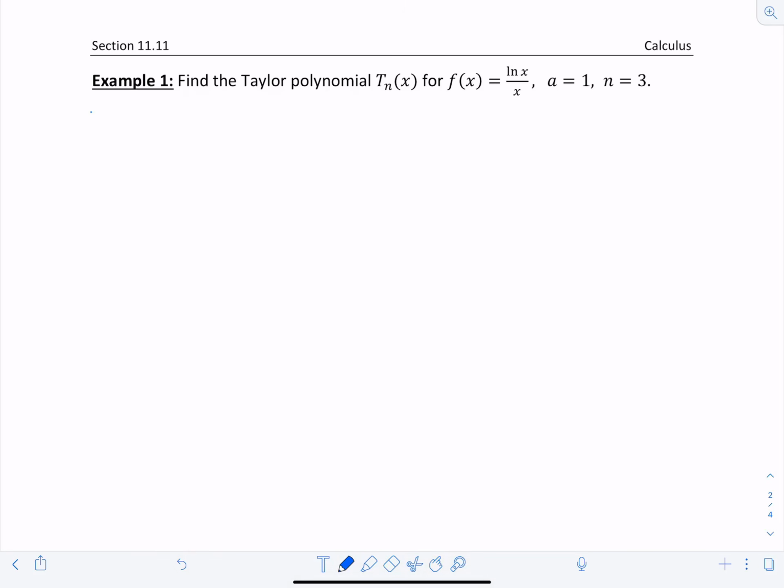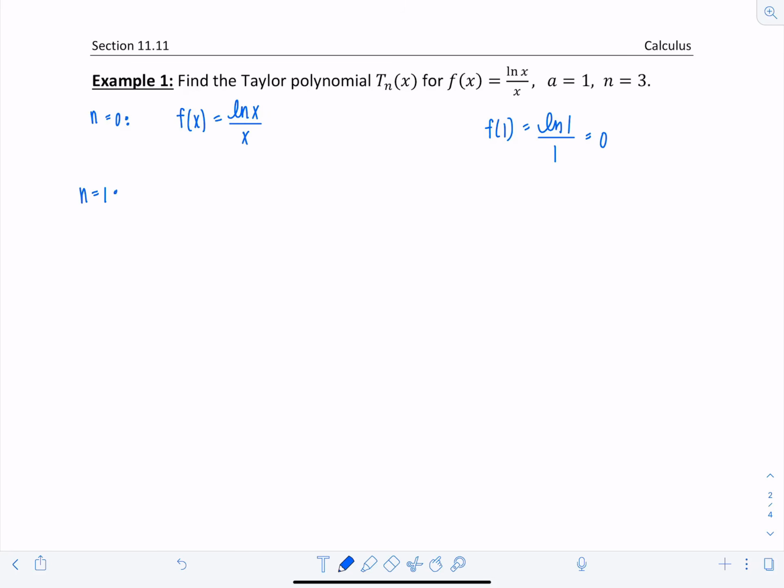So here we go. Let's get the coefficients. So n equals 0, I'm just going to use the original function. f of x is natural log of x over x. And so I'm just going to evaluate f of 1. That's natural log of 1 over 1, which is 0.